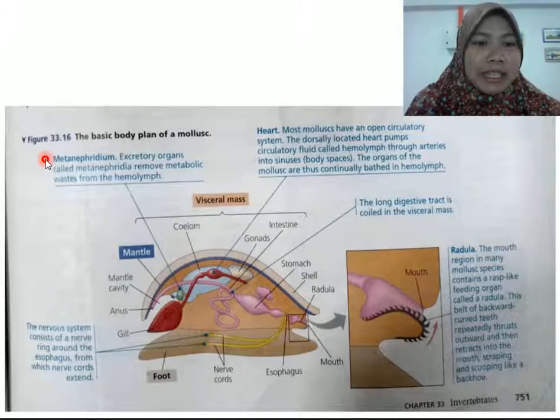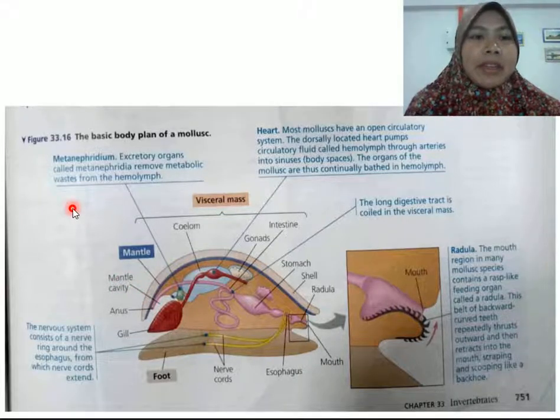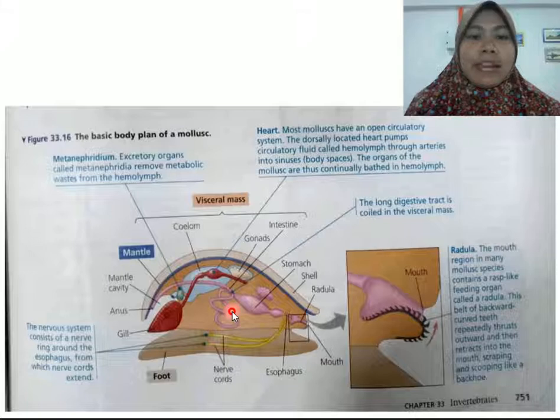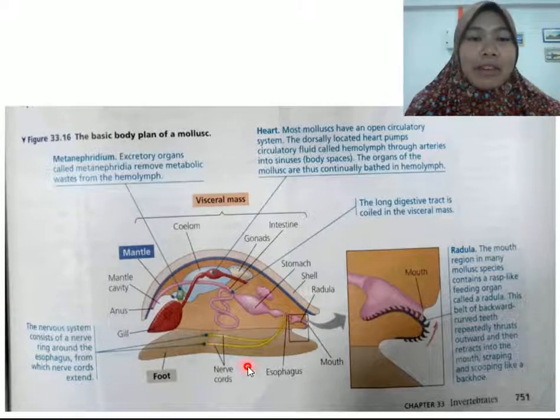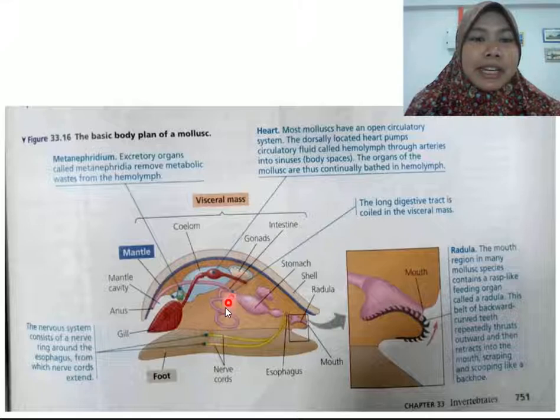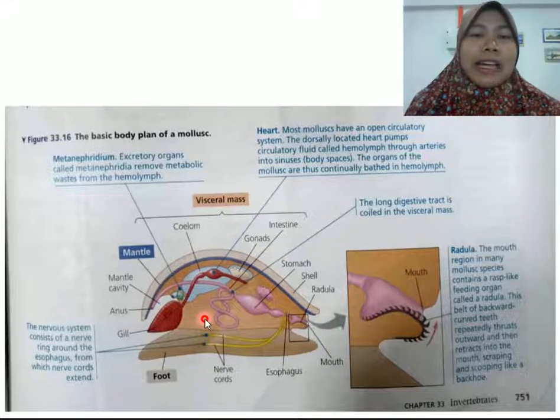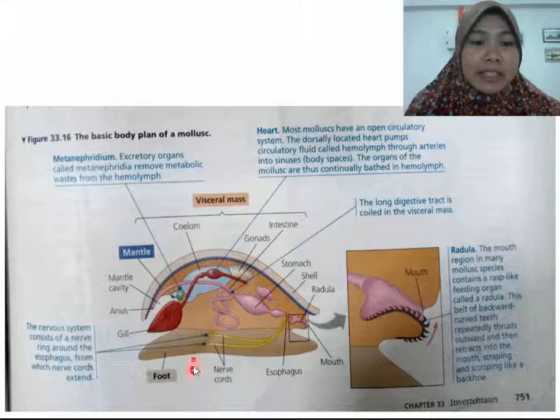Okay, next. This is the body plan of a mollusk. This is the metanephridium, the one green in color. The metanephridium is an excretory organ that removes metabolic waste from the mollusk. And you can see this is the visceral mass found inside a mollusk. They have the gonads, intestines, stomach, shell, and whatnot. They show cephalization. You can see the nerve cord, meaning the nervous system consists of a nerve ring around the esophagus that forms the nerve cord extension.